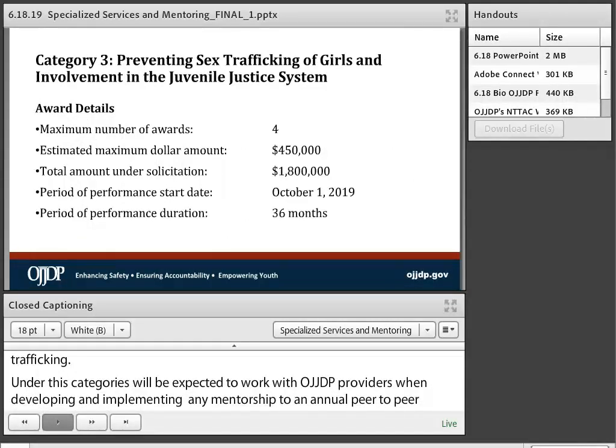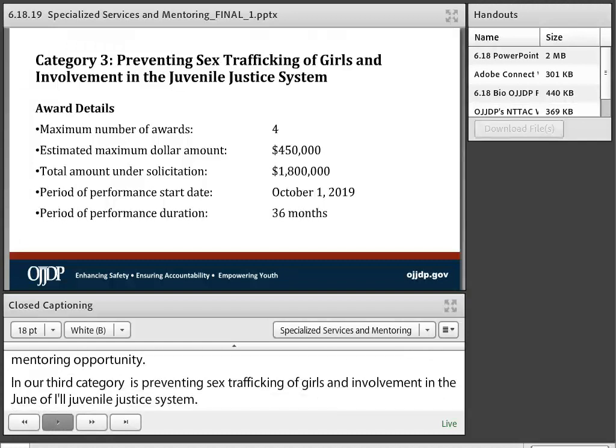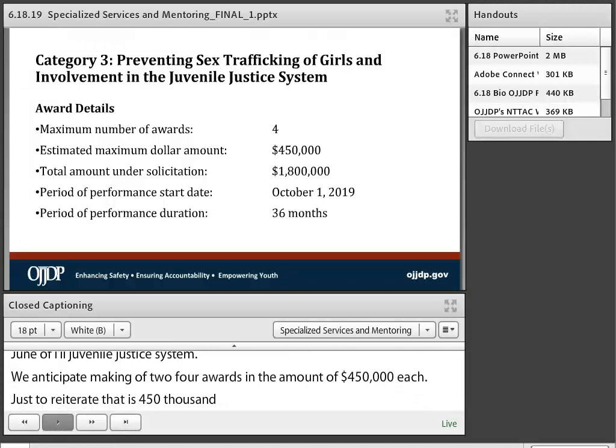In our third category is preventing sex trafficking of girls and involvement in the juvenile justice system. Under Category 3, we anticipate making up to 4 awards in the amount of $450,000 each. Again, just to reiterate, that is $450,000 per award and up to. You certainly do not have to come in for the maximum amount, but certainly not over $450,000 for the entire length of the award, which will begin October 1st for a period of 36 months.